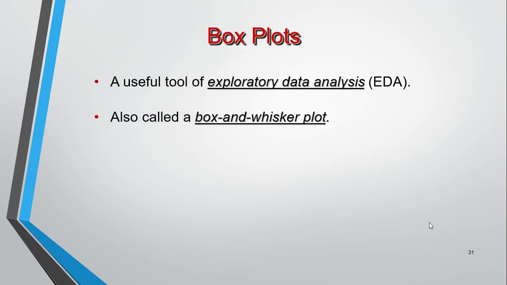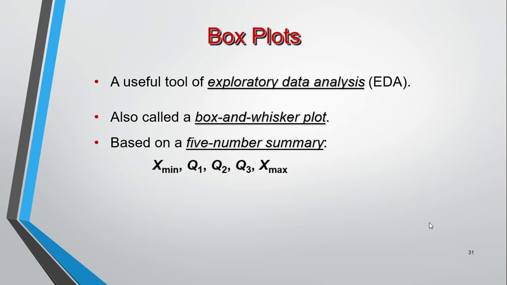Another tool for exploratory data analysis is called the box plot. This is kind of an old way of describing and analyzing data, and people don't use it very often, but it's good to know. It's a useful tool for exploratory data analysis, or EDA. It's also called the box and whisker plot. I'll show you why it's called the box and whisker plot. Okay? It's based on a 5-number summary. Okay? The 5 numbers are the minimum, the maximum, first quartile, second quartile, and third quartile. Okay?